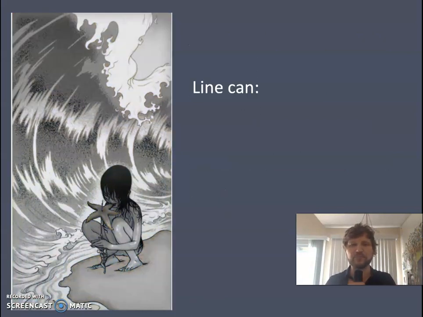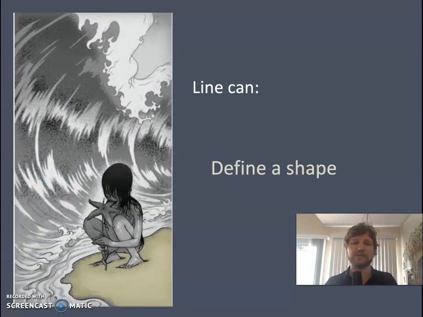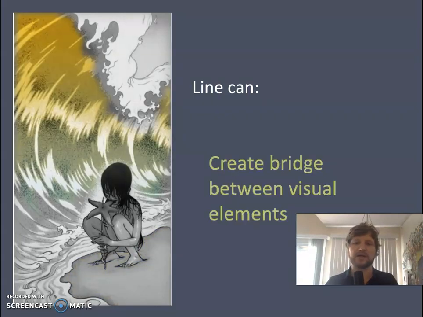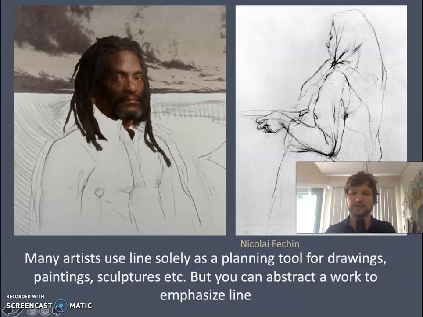Here are some things that a line can do. You can activate a space. If an area of your picture is getting really boring, you can add some diagonal lines to it, and it brings it back to life. You can define a shape, like this little bit of the shore is defined by the line here. You can create a bridge between visual elements, so what's happening now versus what's about to happen. She's about to get clobbered by the wave. Those are some things you can do with lines.